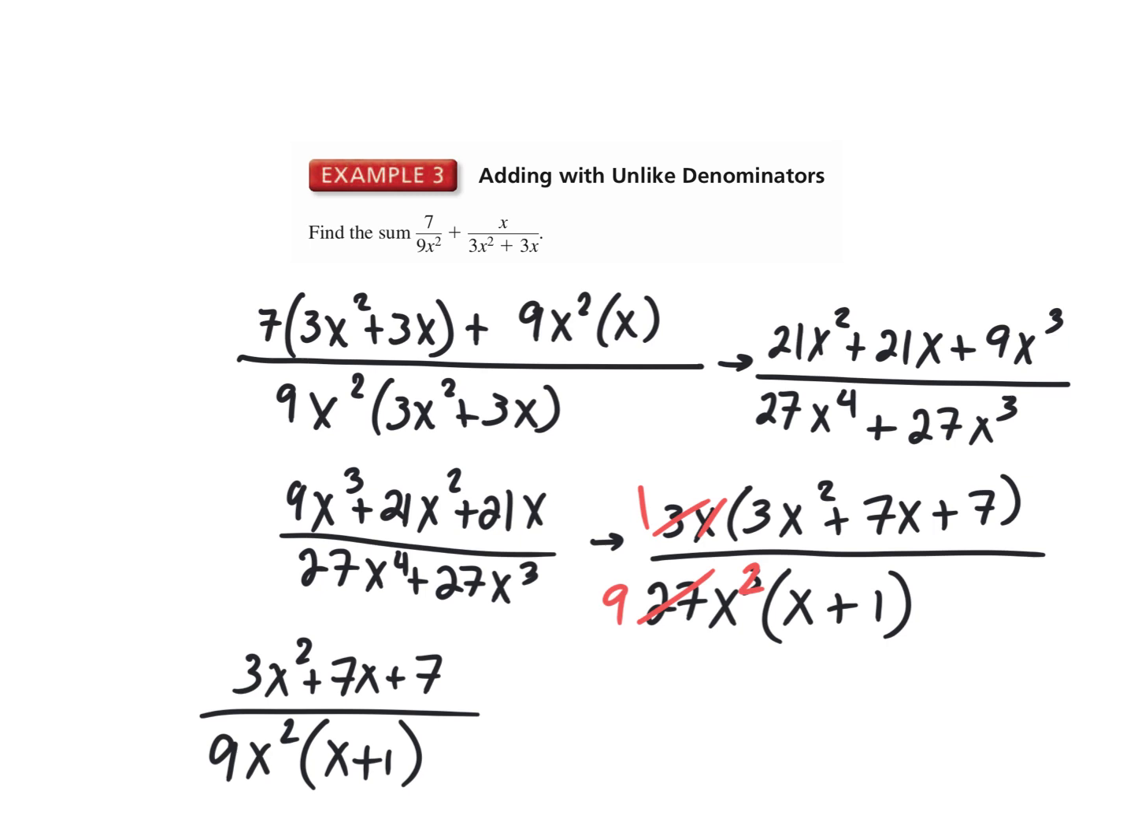You guys can leave it like this. You can multiply the 9 into the x plus 1 again, but there's really no need, since this is the most simplified this equation is going to get.